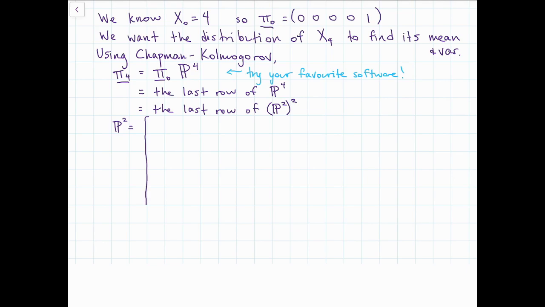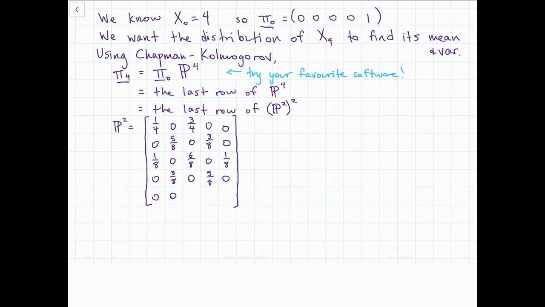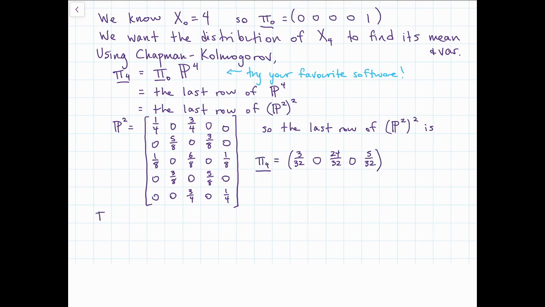So P squared, we'll take our matrix and square it, and we'll end up with the following. We end up with a kind of similar looking structure with alternating zeros and non-zero values, and you should check that you can get this as well if you take P and multiply it by P. And then finally, what we want is P squared squared, and we only want the last row of it. So again, if you can do this by hand without too much trouble, we'll get 3 over 32, 0, 24 over 32, 0, and 5 over 32 for our pi 4 vector.